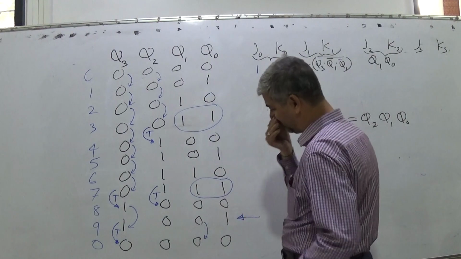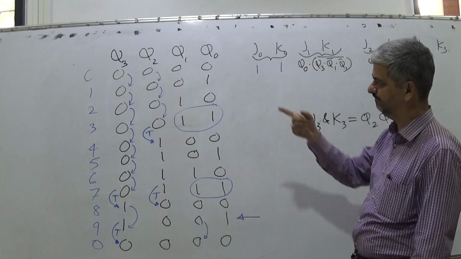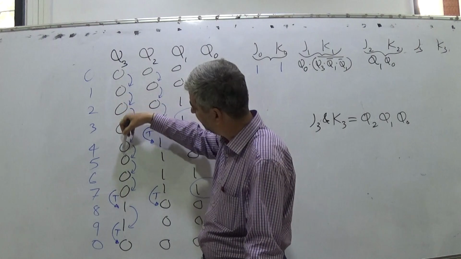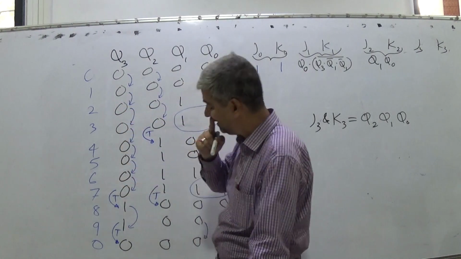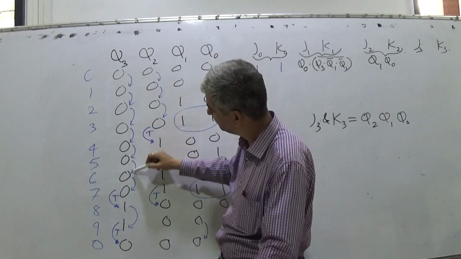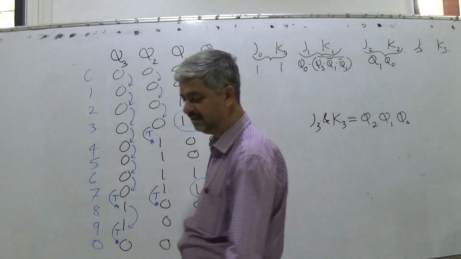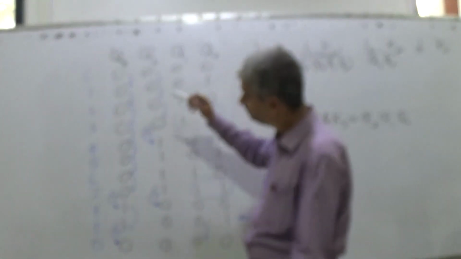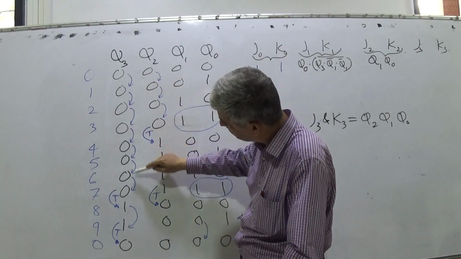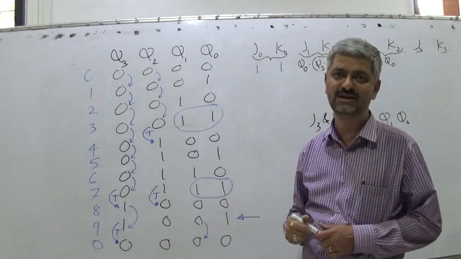So what you expect for J3 and K3, now here there are a total of 10 states, 1, 2, 3, 4, 5, 6, 7, 8, 9, 10. There are 10 transitions. Out of these 10 transitions, at 8 places there is no toggling. So toggling is there only for two cases.